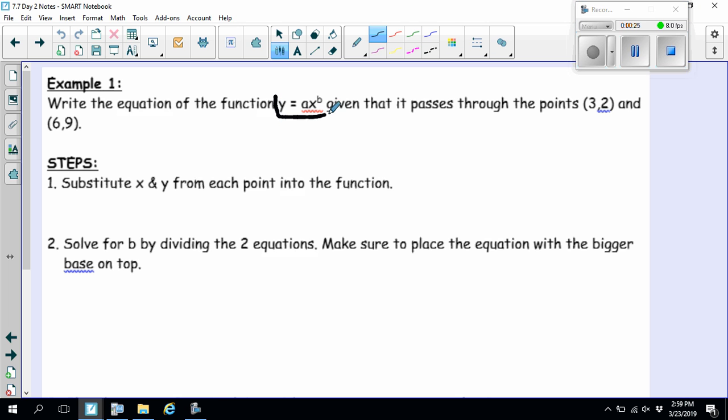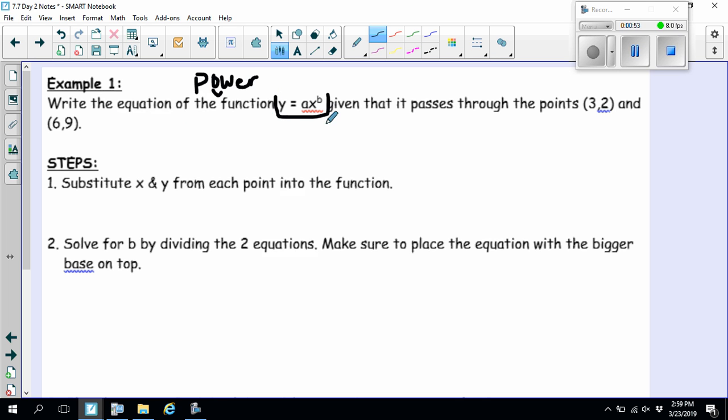What this is actually called is our power function. It's a power function because notice what changed here. Our x is no longer in the exponent spot, but now it's the base and our b value is the exponent. So that's why this is a little bit different than the 7.7 day 1 notes where you worked with exponential functions. Okay, so here we're going to write the equation of a power function.